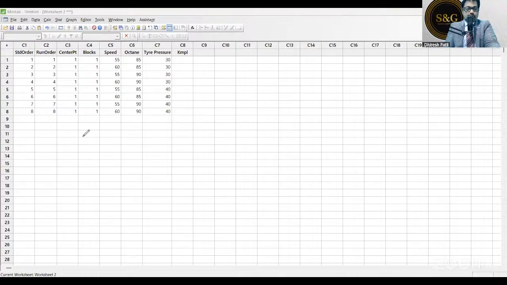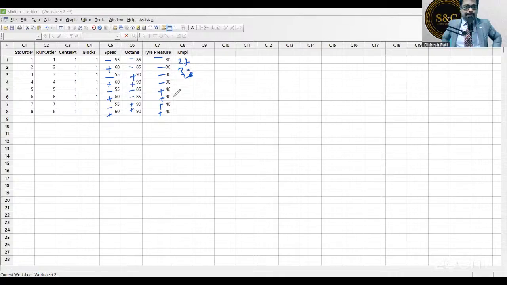Very good. So you can see here, the first one is speed. Every alternate data changes: minus plus, minus plus, minus plus, minus plus. Then octane is minus minus plus plus, minus minus plus plus, and tire pressure is minus minus minus minus plus plus plus plus. Then you start experimentation accordingly, and whatever the KMPL is, you will write here. Okay, 27, 30, 28, whatever. Once it is done, then you will start analysis of it.